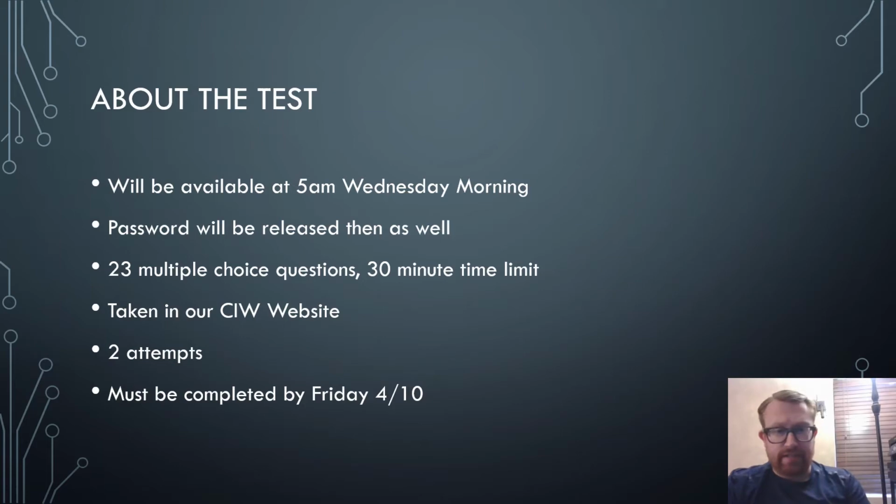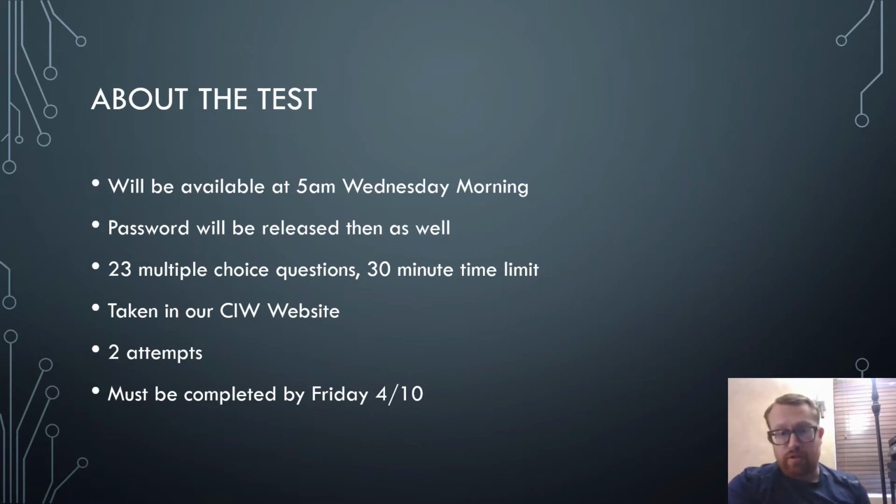So quickly about the test, it'll be available to you at 5 a.m. Wednesday. It'll automatically unlock. The password will be released then as well. I'll probably email that out Tuesday evening so you have that, and when you're ready to go on Wednesday. You have Wednesday, Thursday, and Friday to do this. There are 23 multiple choice questions on this test. You have a 30-minute time limit to complete all of those questions. It's taken in our regular website.